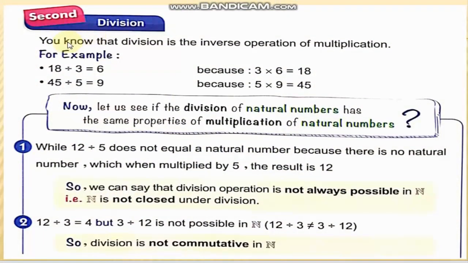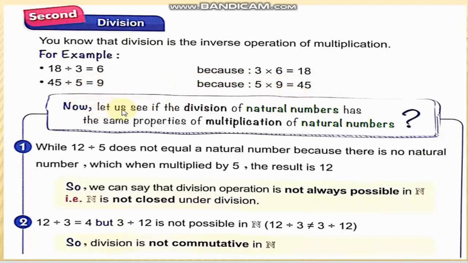Second, division. You know that division is the inverse operation of multiplication. For example, 18 divided by 3 equals 6, because 3 times 6 equals 18. And 45 divided by 5 equals 9, because 5 times 9 equals 45.